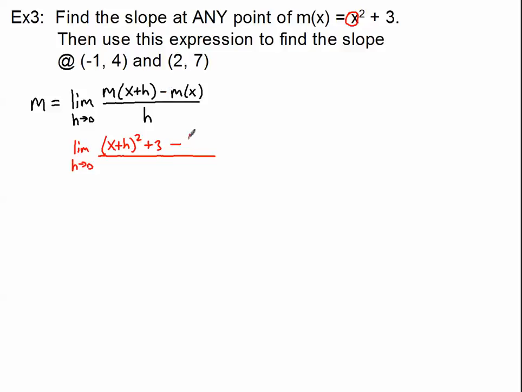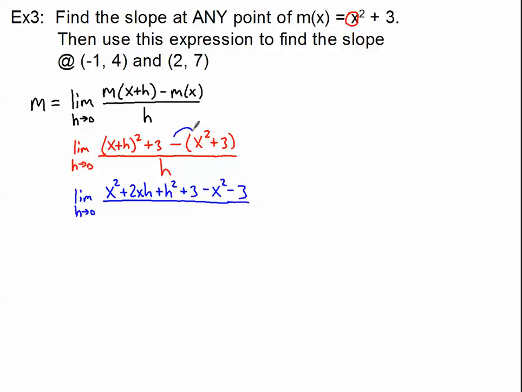Then we're subtracting the entirety of m of x, which is x squared plus 3. Make sure you do that in parentheses. And that's, of course, still all over h. All right, let's square this binomial. Hopefully you're going to square this binomial plenty of times so that you can just go straight to it. X squared plus 2xh plus h squared. Squaring a binomial almost always results in a trinomial. Plus 3, and then minus x squared, and then minus 3. You can distribute that. And like oops, all over h.